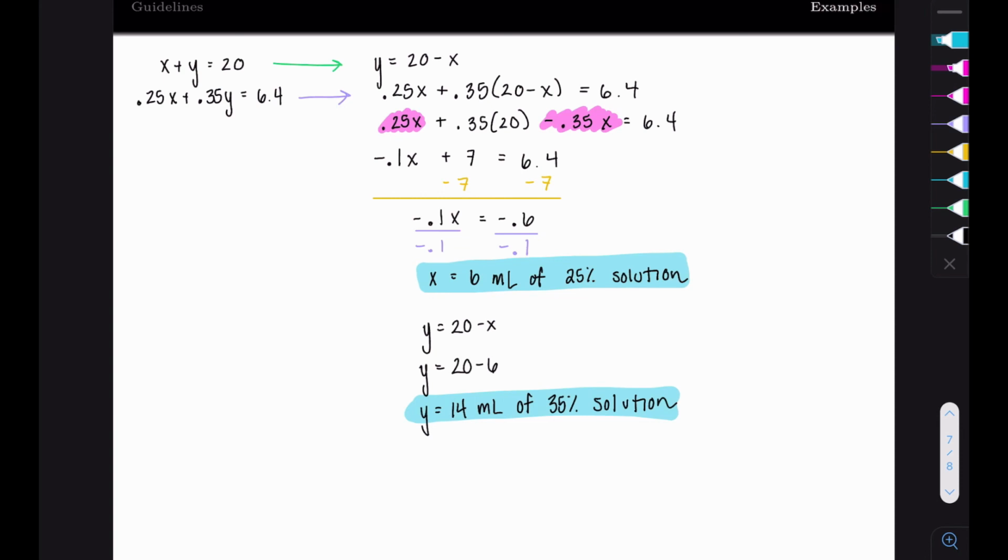So mixing problems are definitely the hardest of these systems of equations, so take your time. But again, if you set it up with that picture, you're just doing the percentage times that variable or whatever amount of substance you have underneath.